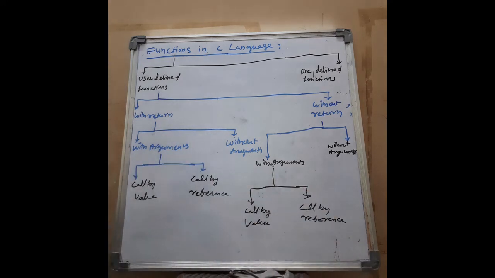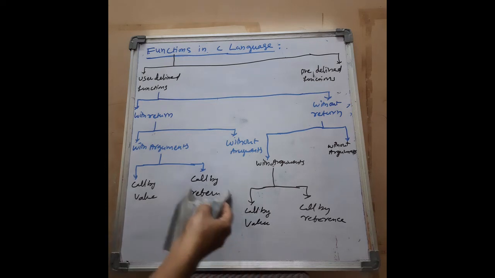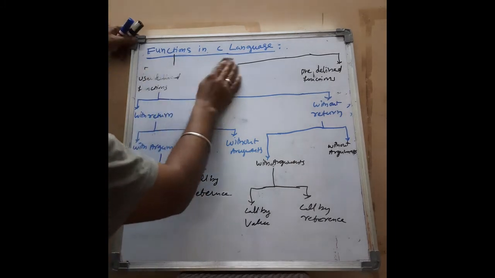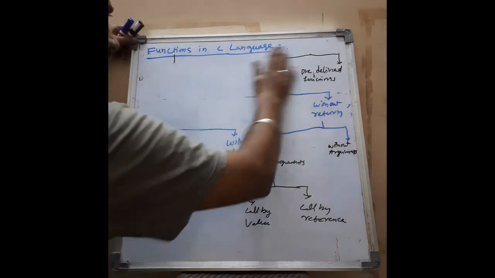Call by value means you assign a value from the main program to the subprogram. In case of call by reference, you assign the address of that variable from the main program to the subprogram. These are basically the different modes we may use to write a subprogram in the C programming language. Let me see what is the basic syntax of a function.